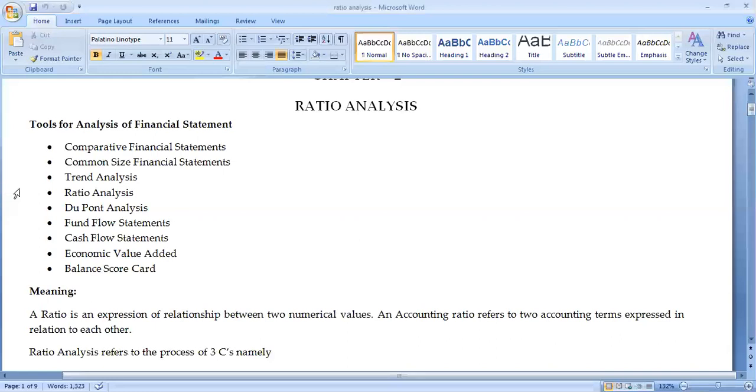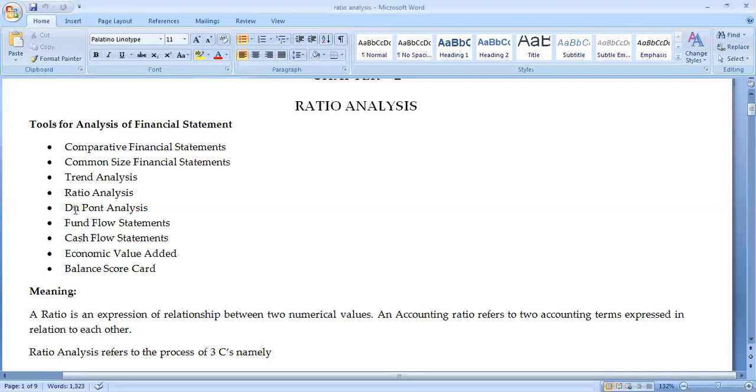So today we will be learning about the ratio analysis. Here, in the case of ratio analysis, the relationship will be found out between the two values. Okay. In the case of comparative, common size and the trend analysis also, we used to compare the data. Here in the ratio analysis also, the relationship will be found out between the two values. Clear? So we'll also discuss this further.